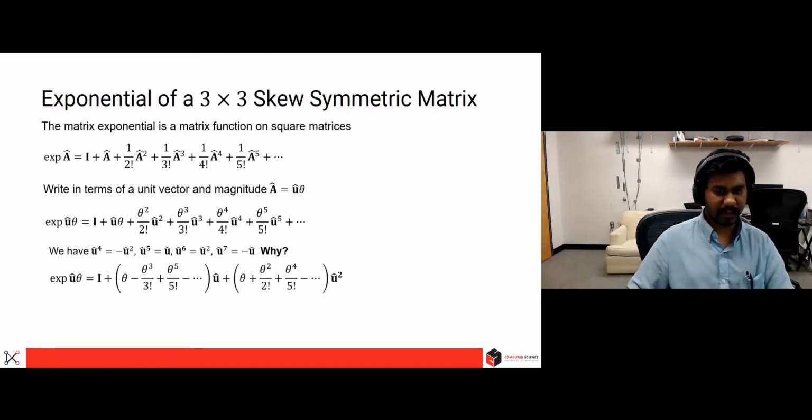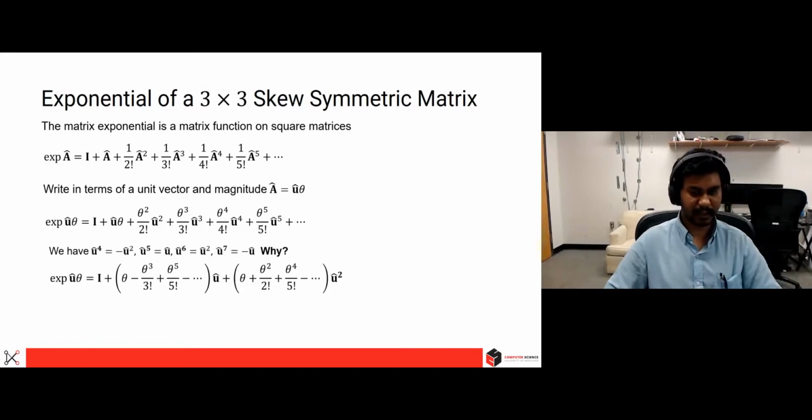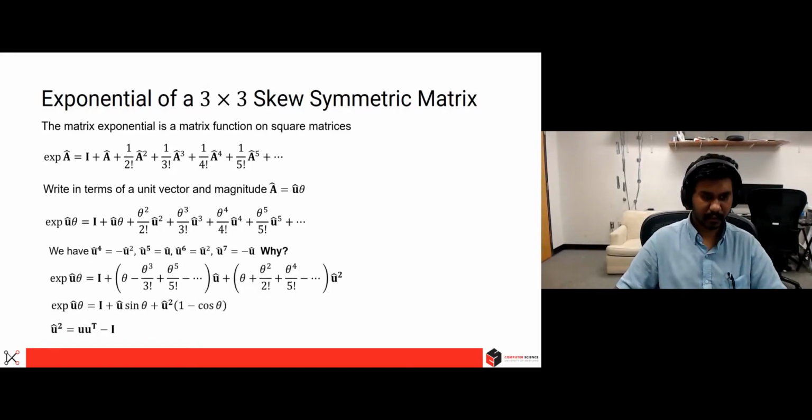And now grouping the even and odd terms together, we get the formula on the bottom, which in turn can be written as follows, and it's basically the Rodrigues formula. We just derived the Rodrigues formula by taking the definition of exponentiation.